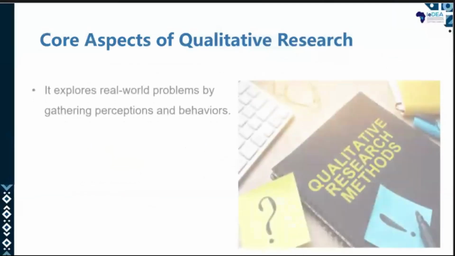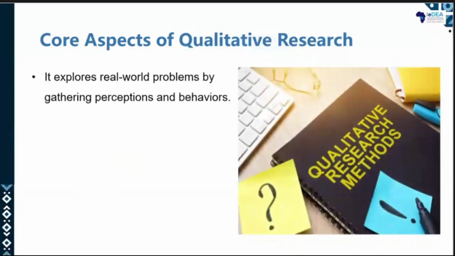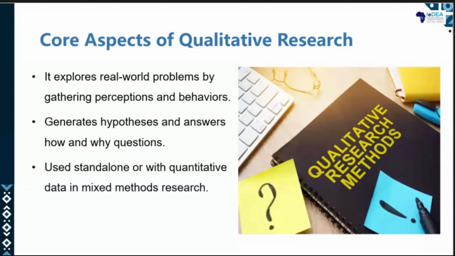About the core aspects of qualitative research, it explores real-world problems by gathering perceptions and behaviors. It also generates hypotheses and answers how and why questions. When we talk about generating hypotheses here, we are collecting data in order to know a particular thing, not testing data like when we are carrying out a quantitative research. Qualitative research can be used as a standalone research, and can also be used with quantitative research, which we call mixed method research.